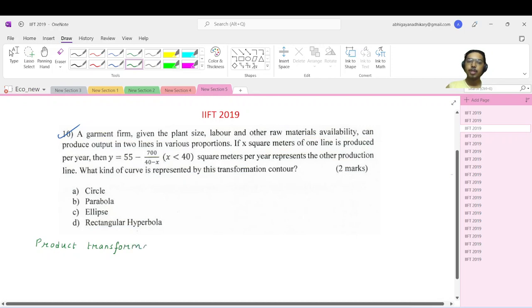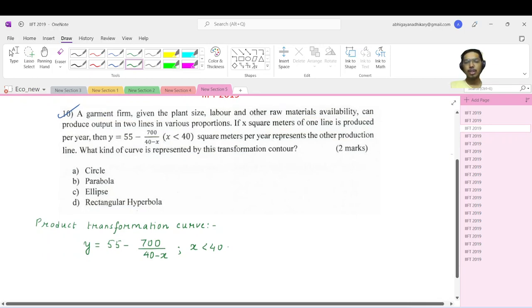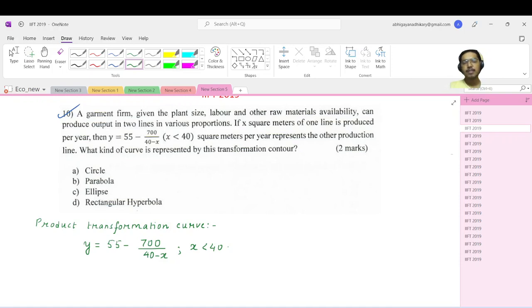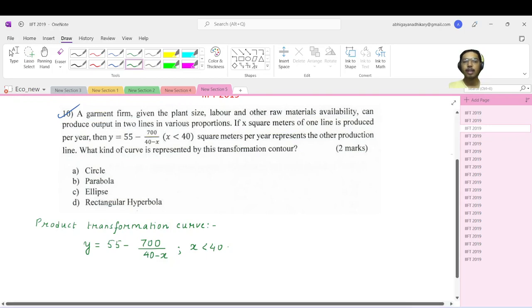Product transformation curve. Y equals 55 minus 700 by 40 minus x, where x is less than 40, thereby ensuring that the denominator is always positive. You need not check that, as it's not asked in the question, but it will obviously be negatively sloped and concave, right? That is the standard idea for a product transformation curve. Although you need not check that, we are basically told to identify the form of the curve.